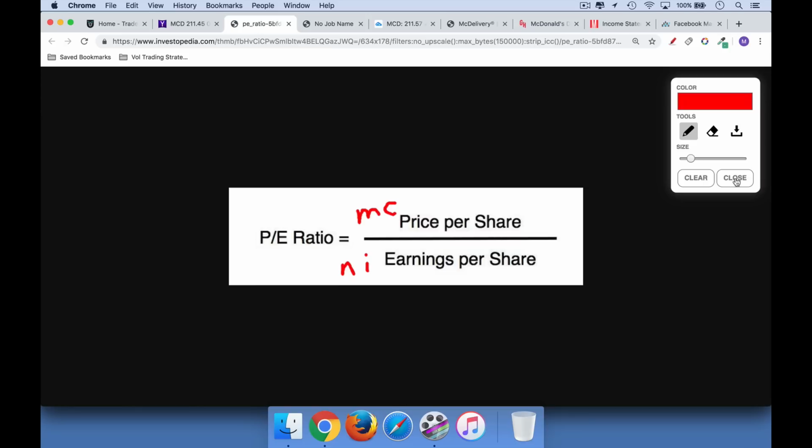Now the reason for this is you can calculate the PE for the trailing 12 months. So you can use the last 12 months worth of earnings. And that would be the TTM, the trailing 12-month earnings.